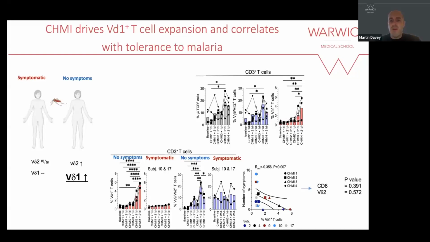And this was the point where we saw V delta 1 starting to expand in a subgroup of individuals. So there were 3 individuals where they were expanding. They became about 6% from less than 1% of the circulating T cells. But there was also a group that didn't really respond that well. So they were starting to, but they weren't really responding. And so we sort of grouped these out.